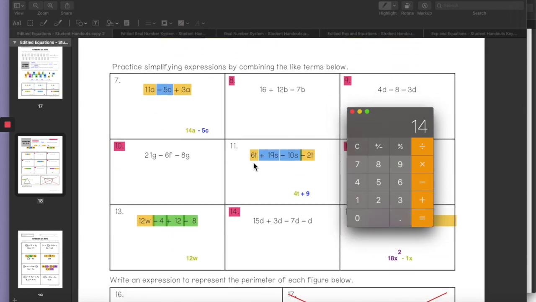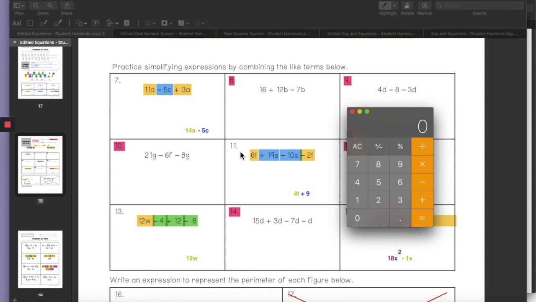So for number 11, we have 6t plus 19s, negative 10s, negative 2t. Or as some people would read it, 6t plus 19s minus 10s minus 2t's. So when they say keep the sign in the front, it's because we have 19 s's, but you're going to take away 10 s's in the next one.